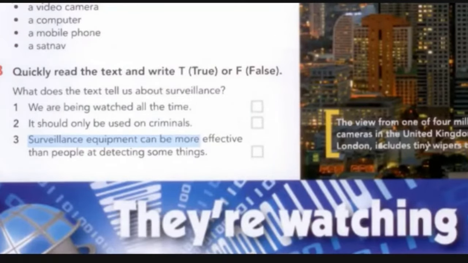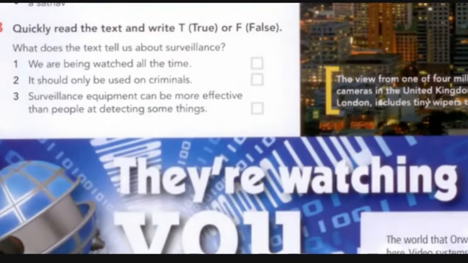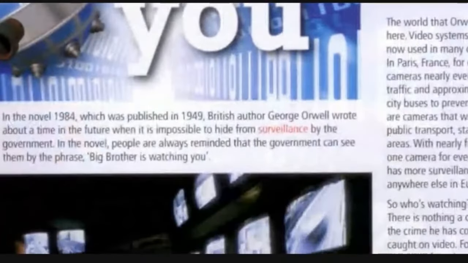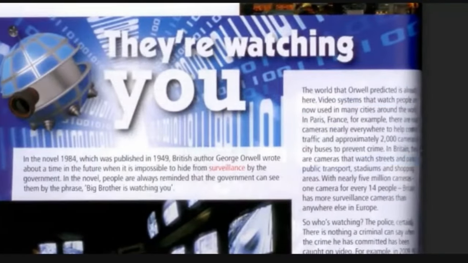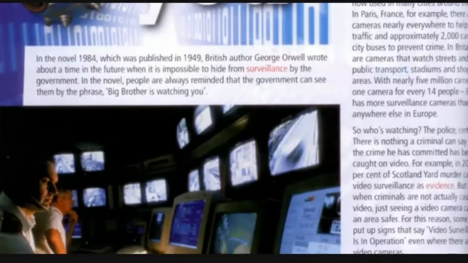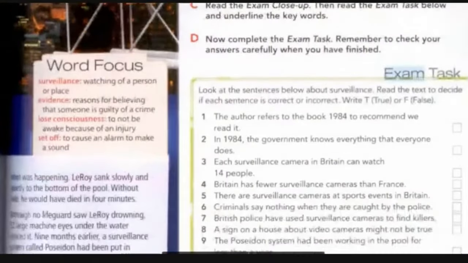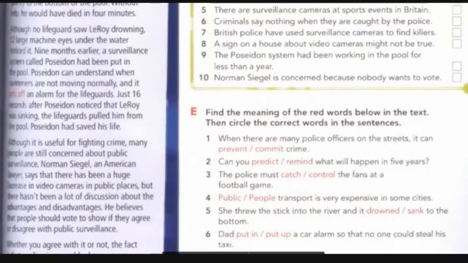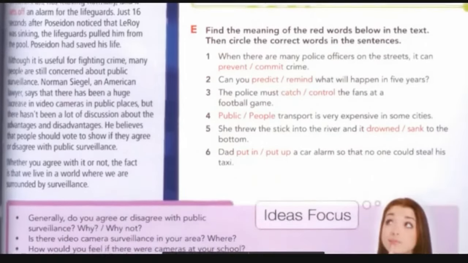Okay, number three, surveillance equipment can be more effective than people at detecting some things. Okay, that means they are more effective than people. Sometimes some of the things that people cannot detect, but this surveillance equipment can detect them. Okay, so read through the text very quickly to give me the answer for these three questions. You don't have to go into very details. Just focus on these three questions, skim through the text very quickly and give me the answer. You can straight away type at the message. Okay, one is T, two is F, like that. Okay, as soon as you have the answer. I give you 1 minute to do so.